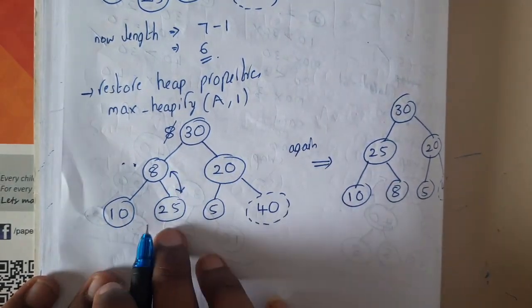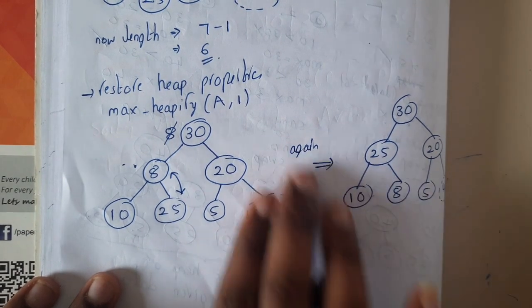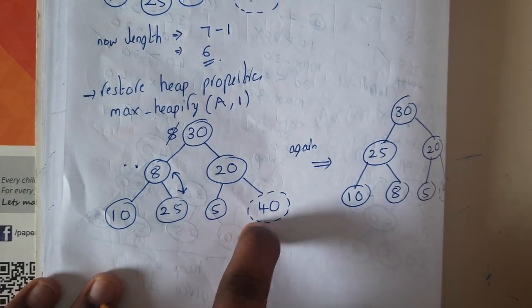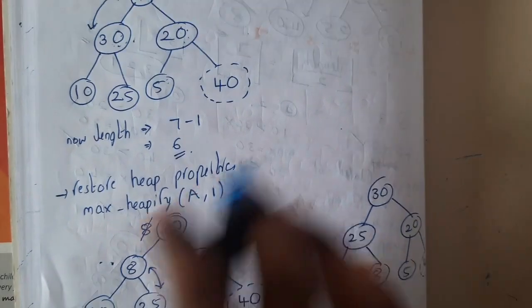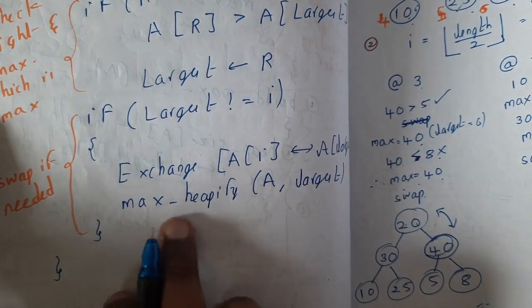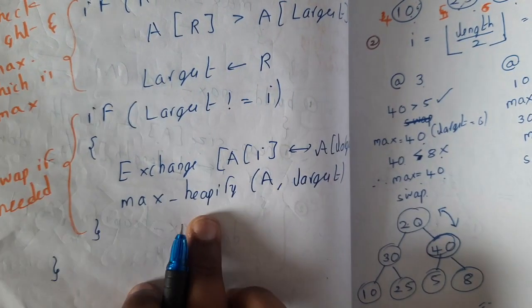8, 20, 10, 25, 5, 40. 40 is not there, so that's the reason I have indicated it with a dotted line. If you recall, I told you here we need to do max heapify again if there are any changes, right?